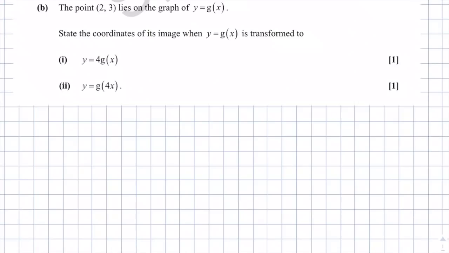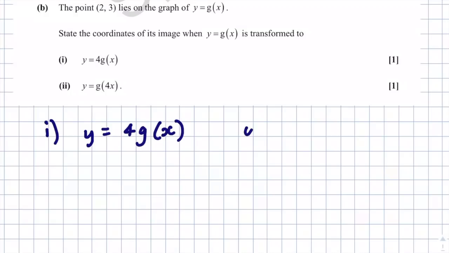Part B says the point 2, 3 lies on the graph of y equals g of x. State the coordinates of its image when y equals g of x is transformed to y equals 4 g of x. So, this first example is y equals 4 g of x.